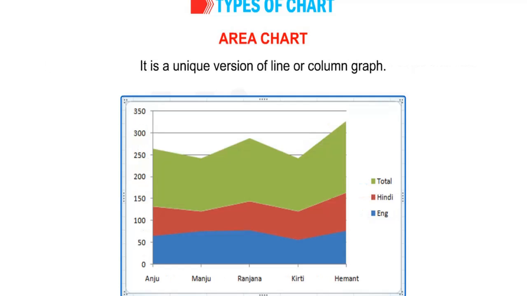Area chart. It is a unique version of the line or column graph. This type of chart has a greater visual impact than the line chart. It emphasizes the magnitude, that is, the volume of change over time. The line chart shows only a line, but here all the area is shaded, so you can understand very clearly.